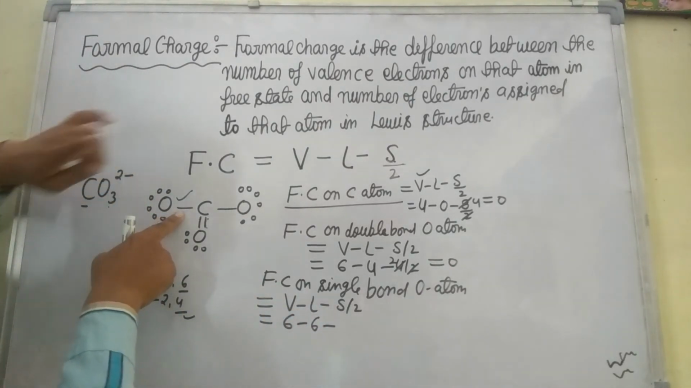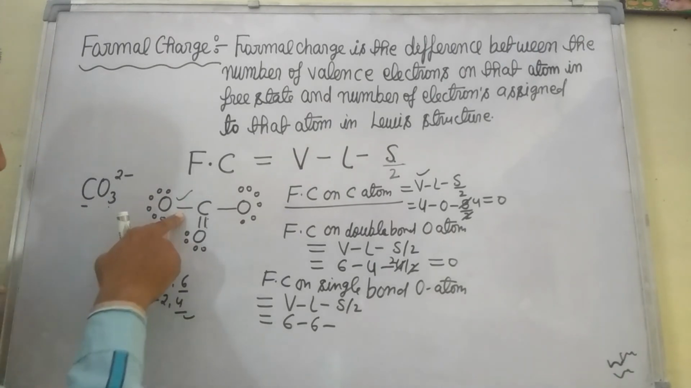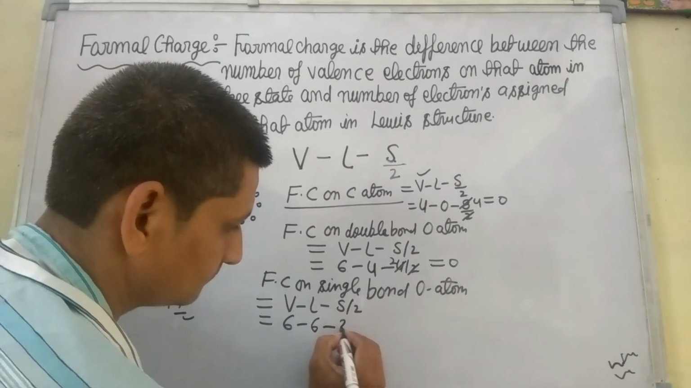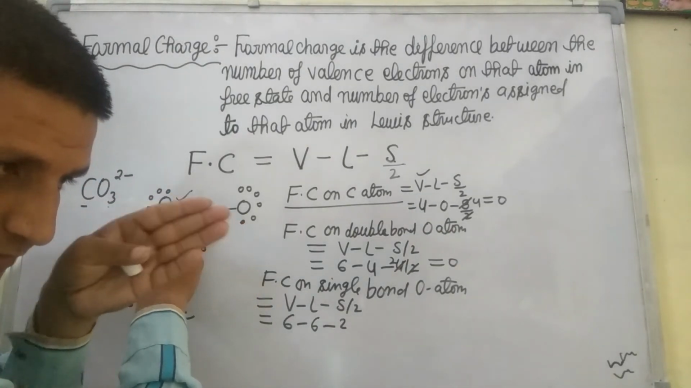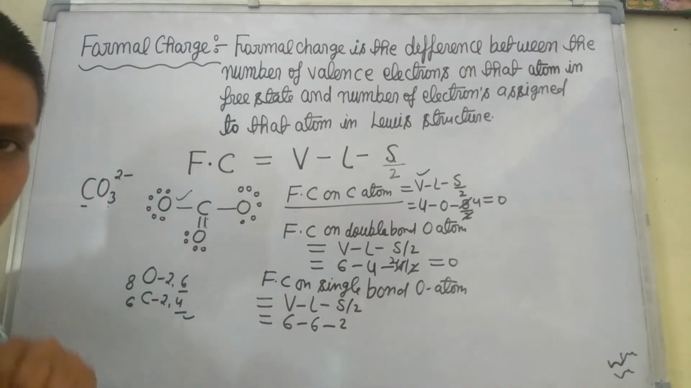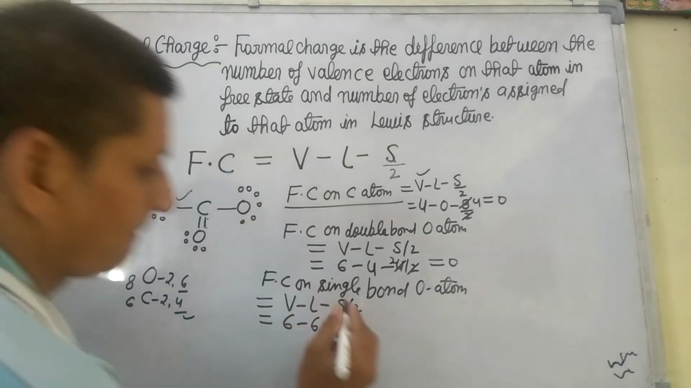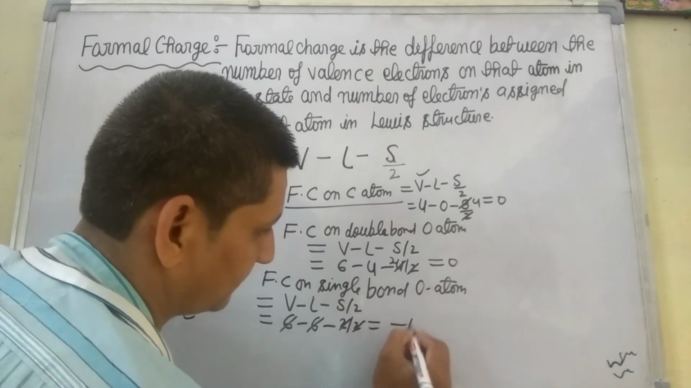And for shared electrons, only one single bond is present, so we can say 2 electrons. Single bond is equal to 2 electrons. What is a single bond? A single bond is formed by the sharing of one pair of electrons. So one single bond is equal to one pair of electrons is equal to 2 electrons. 2 by 2 is 1, 6 minus 6 cancel, we get minus 1.